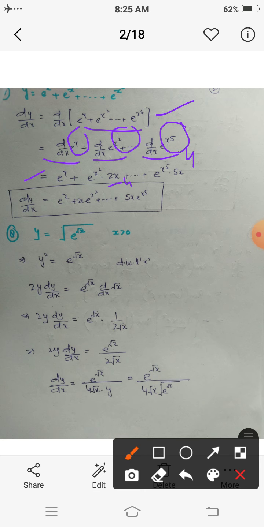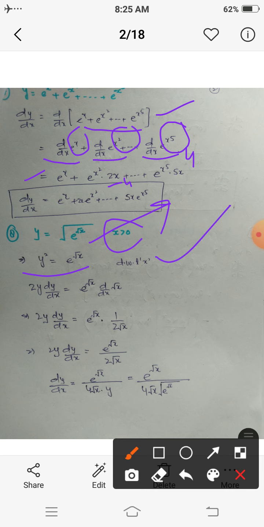You know that this root is defined only for positive numbers, so this means that if the function is y equals root of e raised to power root x, this x should be greater than 0. Here we have to find the differential, that is the derivative, of this function. If y equals root e raised to power root x, which implies that, taking squares on both sides, y square equals e raised to power root x. So the given function is simply y square equals e raised to power root x.